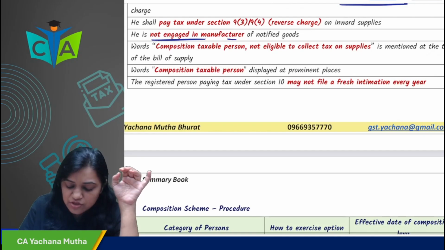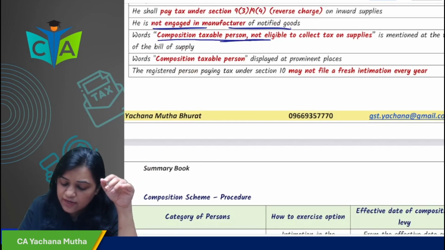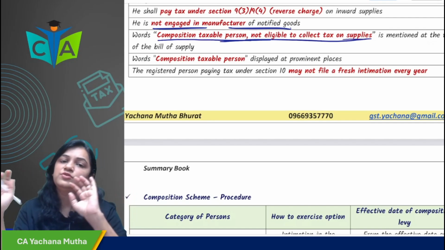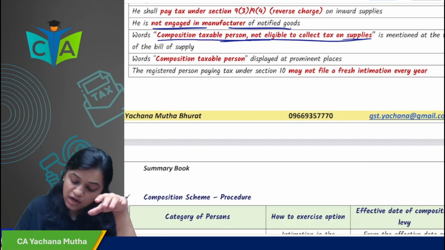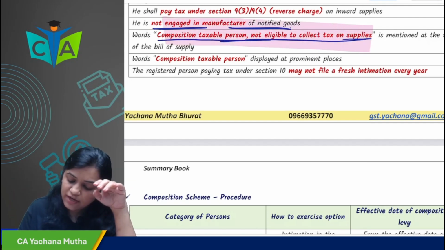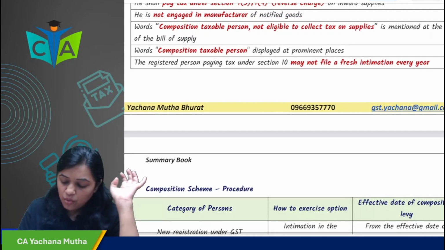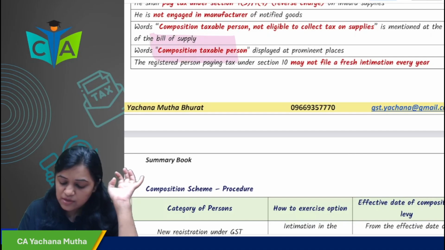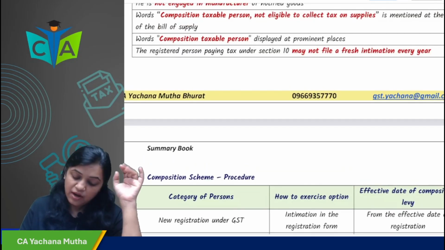Then, you are not a manufacturer of notified goods. This we have already seen. Next, the words 'composition taxable person, not eligible to collect tax on supply' must be mentioned on the top of the bill of supply. On the top of your bill of supply, the words should be: composition taxable person not eligible to collect tax on supply. The words 'composition taxable person' should also be displayed at predominant places.